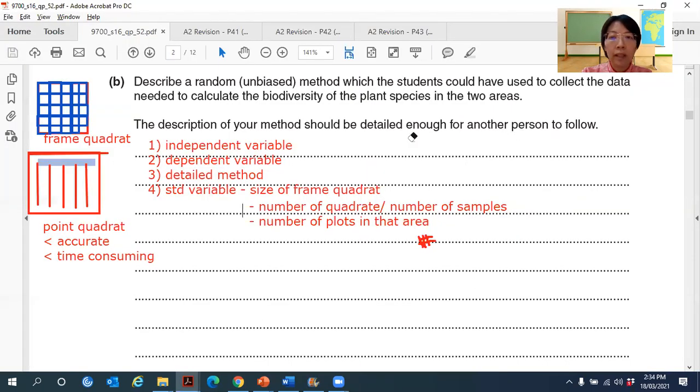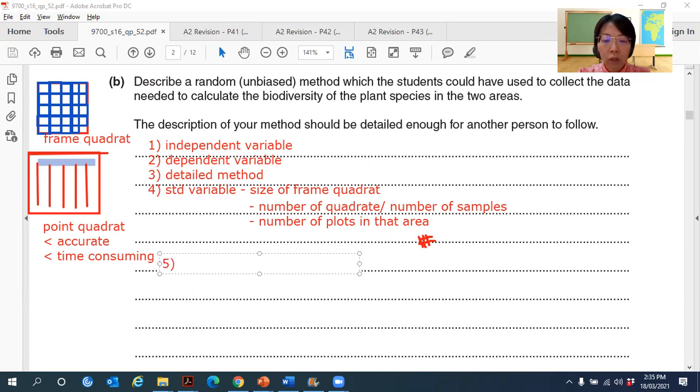Right, so the number of plots in the area that you want to sample is standardized, either all of them or randomly chosen. Okay, so this is called standardizing. After that, we go to number 5 of your methods.